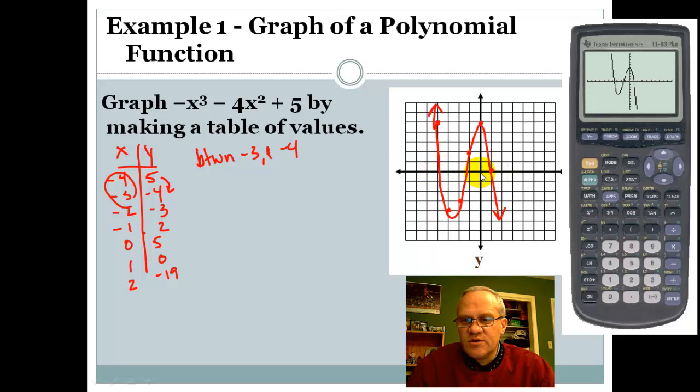Where should another 0 be here? Between -1 and -2, right there. Well, if you look here, it goes from negative to positive. Where's that? Between -1 and -2. So also between -1 and -2.